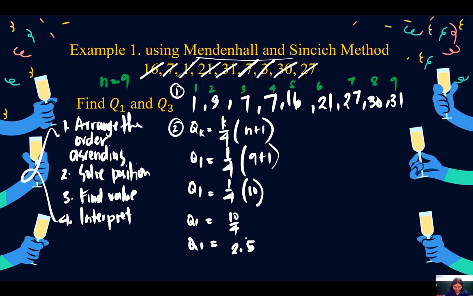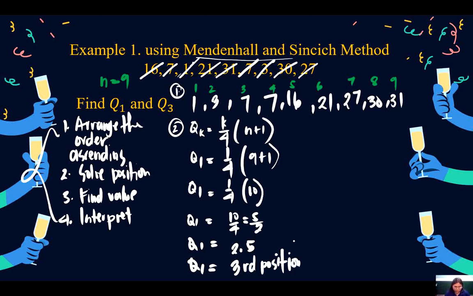1/4 times 10. Okay, let me encode this in the calculator. Okay, so the answer is 5/2 or in decimal point, 2.5. Okay, sabi natin kapag first quartile daw, we are going to round up. Okay, so kung 2.5 yan, magiging 3. Okay, so magiging third position siya.